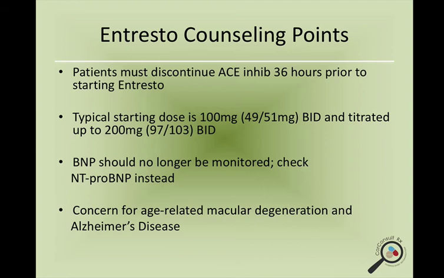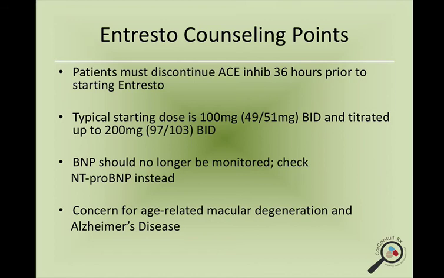Typical starting dose is 100 milligrams twice a day, titrating every 2 to 4 weeks or so, with the goal dose being 200 milligrams twice a day. BNP should no longer be monitored. BNP is broken down by neprilysin, so if we inhibit that enzyme, obviously BNP is going to go up. So that's no longer going to give us an accurate clinical picture. If you want something similar, just draw a pro-BNP instead, and that won't be affected.